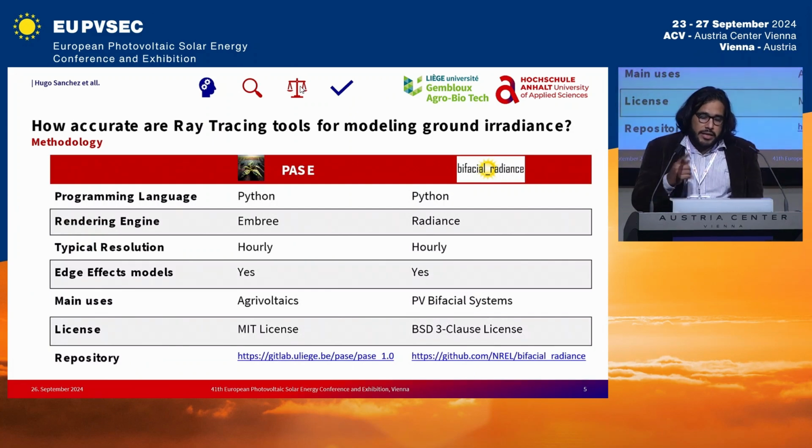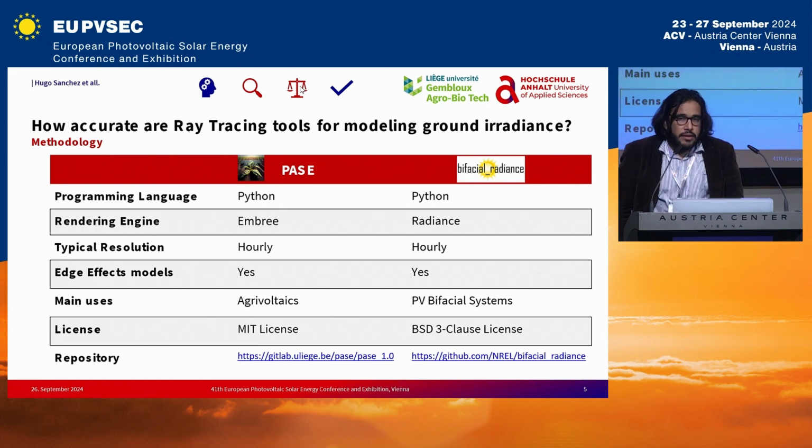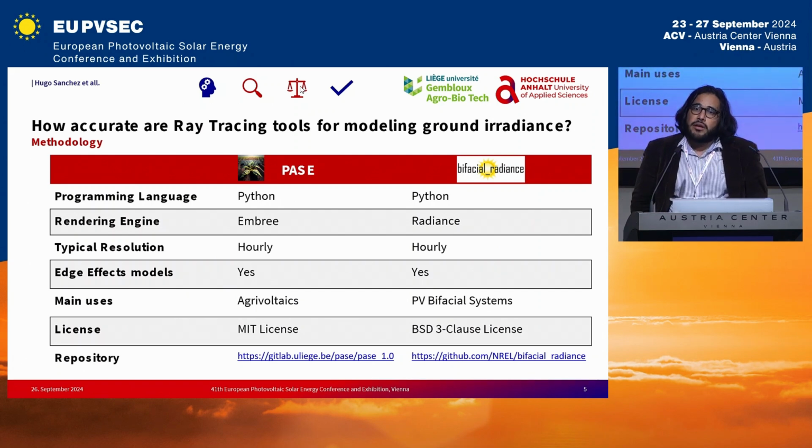The tools PESA that was developed by our colleagues from Liège University. And on Tuesday, we have a presentation from Professor Lugo from Liège University that explains all the framework and main aims and goals. And then we are also comparing bifacial irradiance. Both of them are open source, so there's open opportunities to keep collaborating, to analyze, and to make studies.